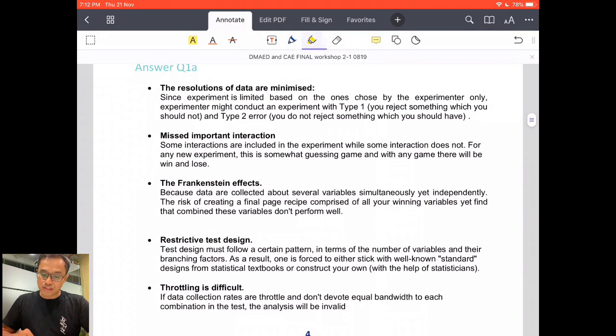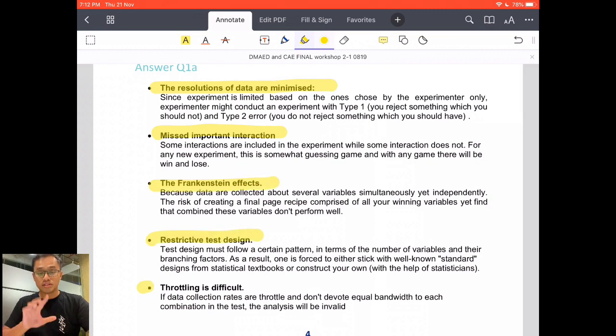The first one is resolution of the data minimized, missed important interaction, Frankenstein effect, restrictive design, and throttling is difficult. 5 marks for each of these 5, there are 5 descriptions, whereby it will give you 5 marks for descriptions. Yeah, you might not be able to memorize them all, but please do memorize or understand the essence of it, right? So please do, because these are coming in the final exam.